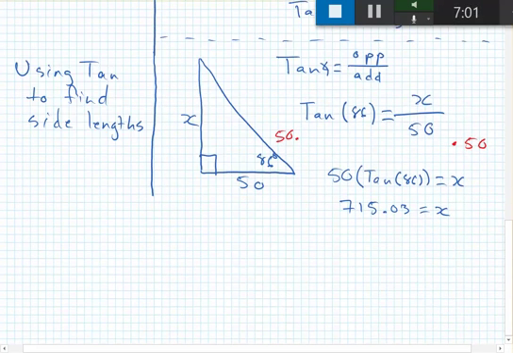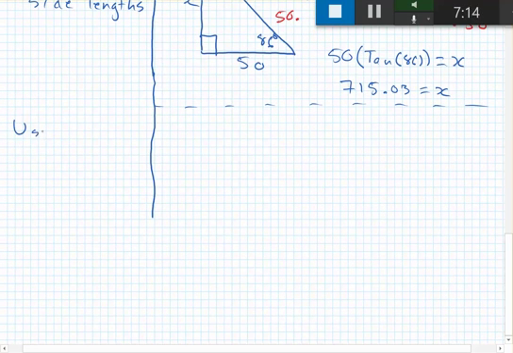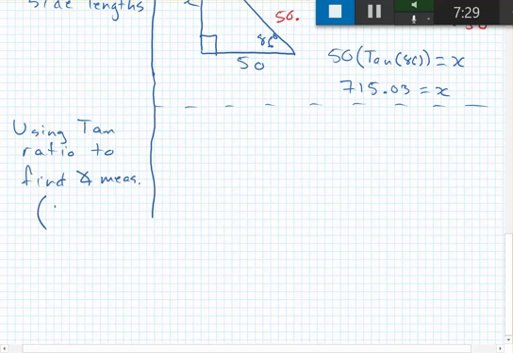Now, let's say we have two sides, but we want to know the angle measure. We can do that too. And we're going to say, using tangent ratio to find angle measure. And this one is inverse tangent. Now when I say inverse tangent, on your calculator it looks like this. Tangent to the -1. That's what it's going to look like on your calculator.